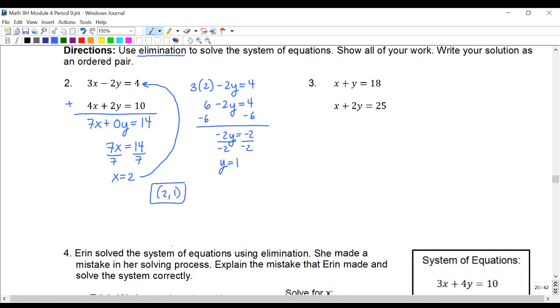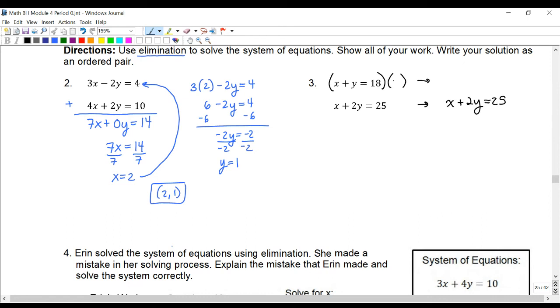Number 3, we have our equations already with x's and y's and constants lined up, and we want to eliminate. If we were to add these, though, x and x would be 2x, y and 2y would be 3y, so nothing would eliminate. So what we're going to do is multiply one or both equations by something to get a new equation so that variables do cancel.